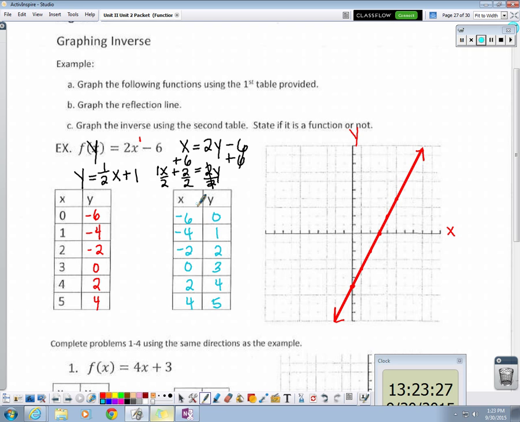Okay, so how do I plot that first point? -6, 0. 1, 2, 3, 4, 5, 6 to the left. Okay, what about -4, 1? Left 4, up 1. Okay, -2, 2. Right, left 2, up 2. 0, 3. Yeah, you're right. 2, 4.